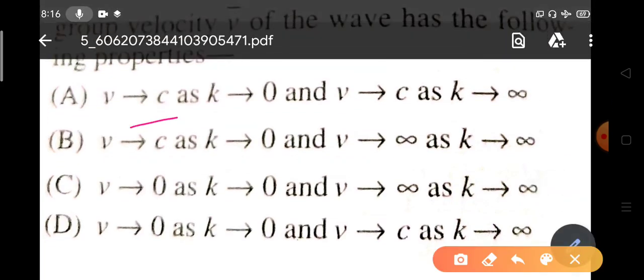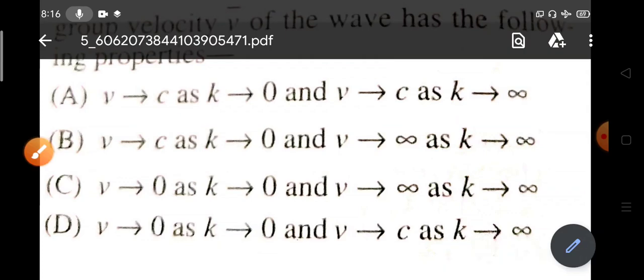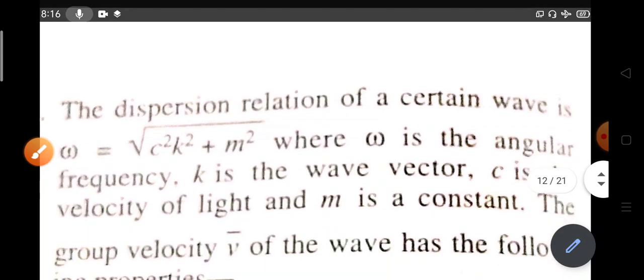V tends to c as k tends to 0, v tends to c as k tends to infinite, and there are 3 other options given. So let us check first what should be the answer.